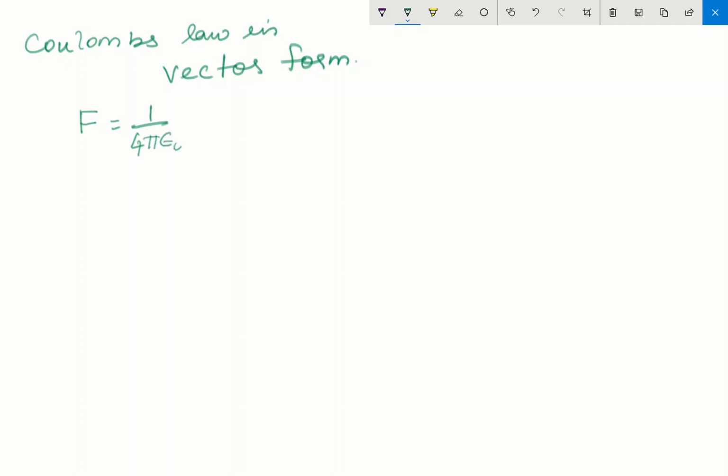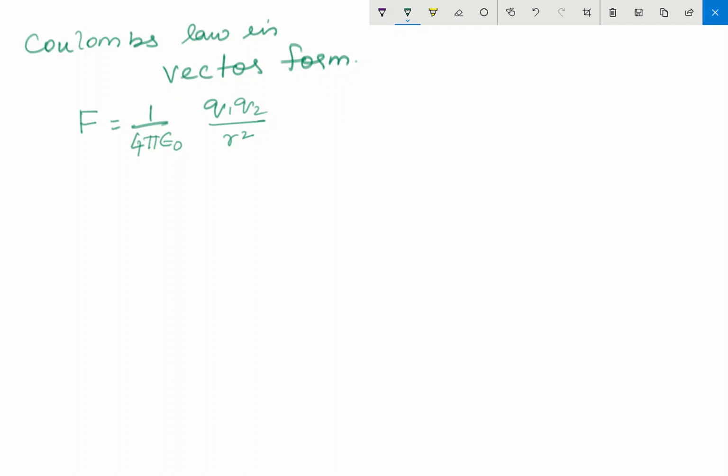Now, we will see Coulomb's law in vector notation, vector form. You already have an idea: F is equal to k, that is 1 by 4 pi epsilon naught, into q1 q2 by r squared.